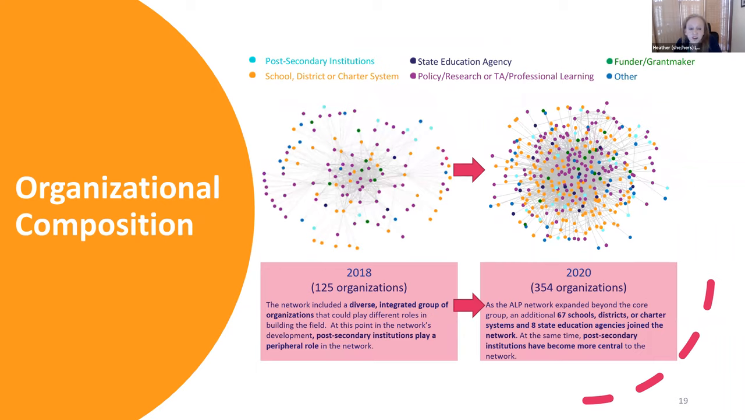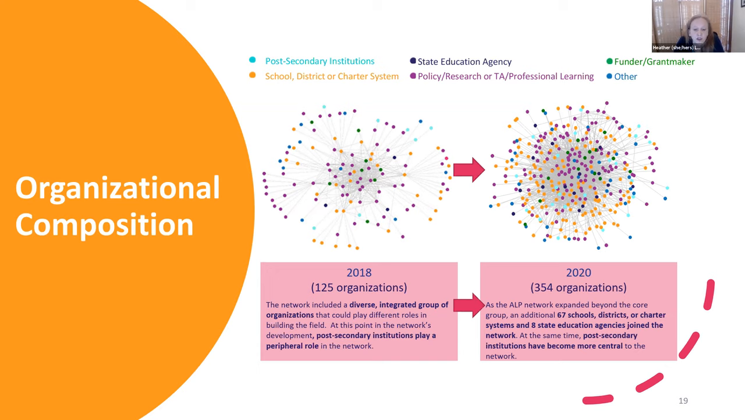So this next graphic shows a little bit more about the composition of the network. And this graphic shows you organizations, not individuals. So the light blue are post-secondary institutions. The orange or yellow are school district or charter systems. The black are state education agencies. The purple are policy research or TA or professional learning organizations, basically education intermediaries. Again, you've got green for the funder and then other.